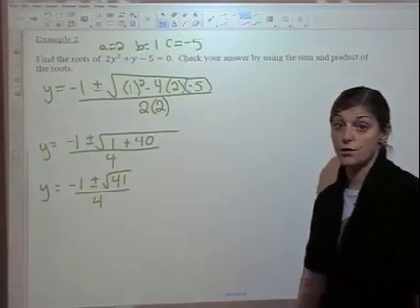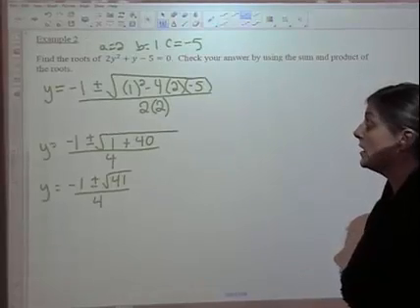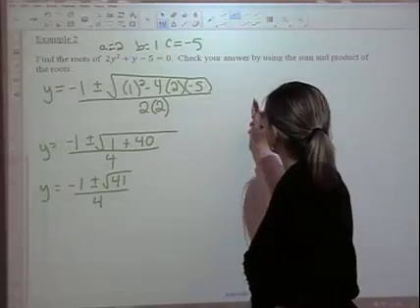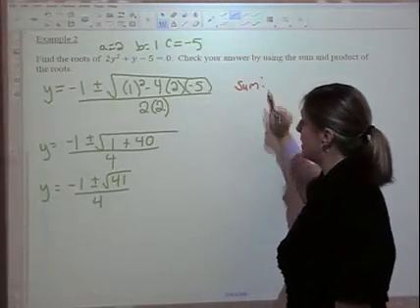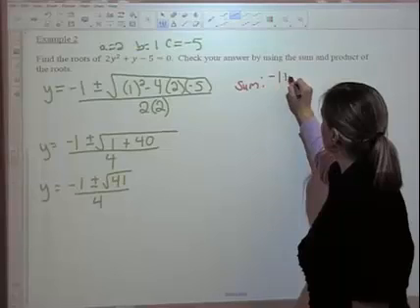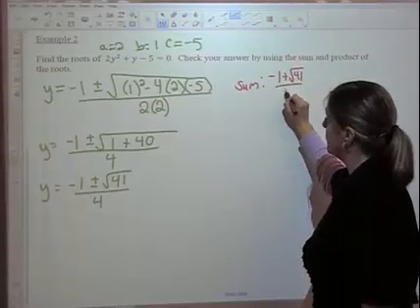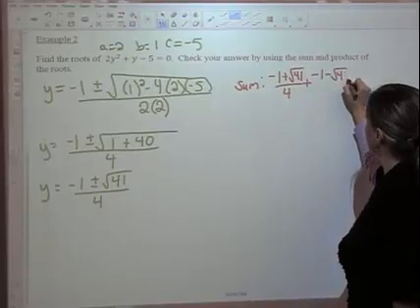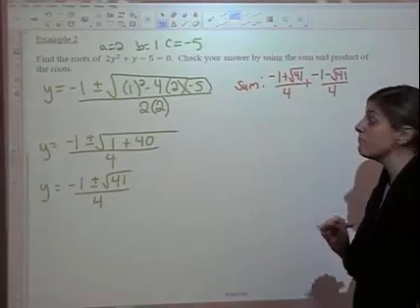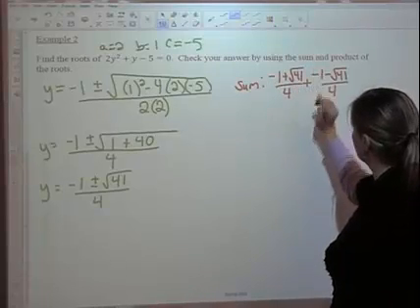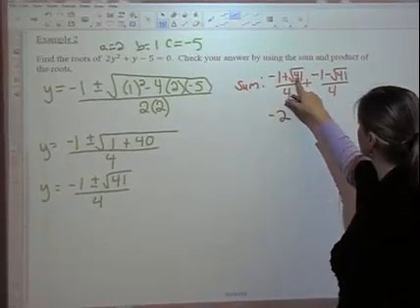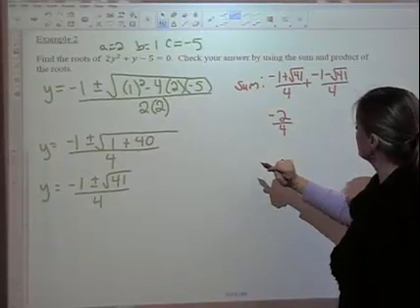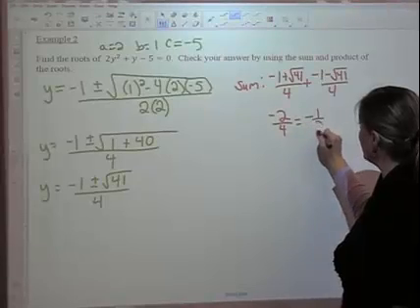All right, so those are the two roots. We can write them out separately as well. Let's go ahead and check our answer by finding the sum of those roots first. So let's look at the sum. We have negative 1 plus square root of 41 over 4 plus negative 1 minus square root of 41 over 4. All right, so negative 1 plus negative 1 gives us negative 2. Our square roots of 41 are going to cancel out. So we have negative 2 over 4, which gives us negative 1/2.